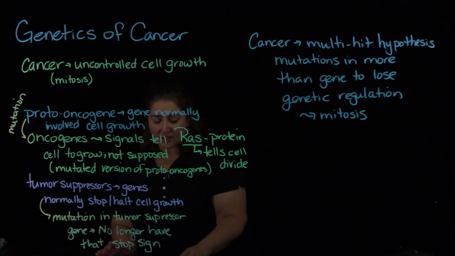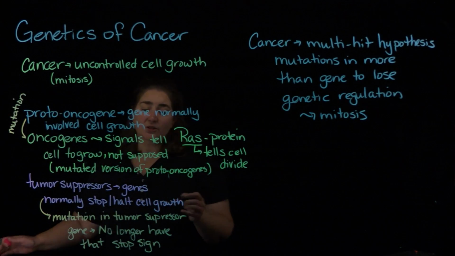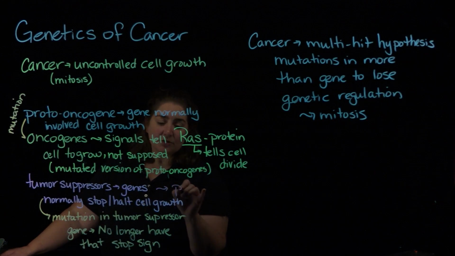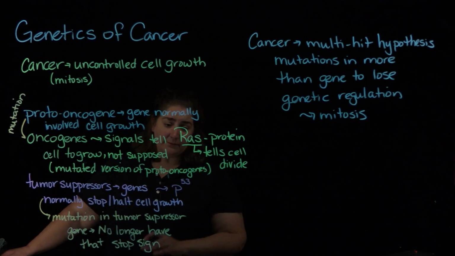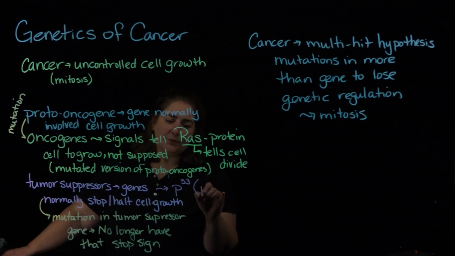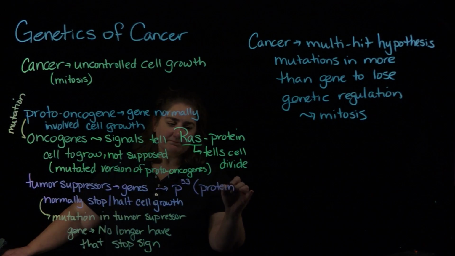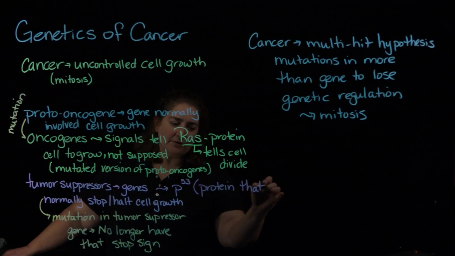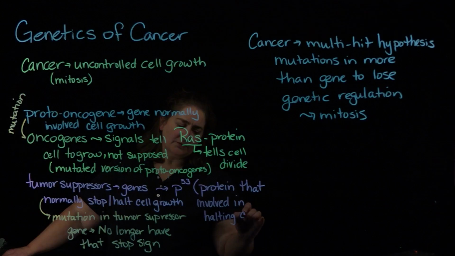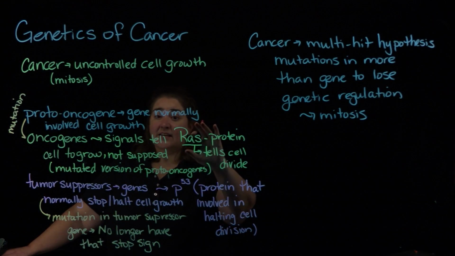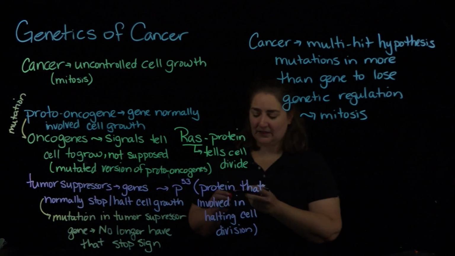Our tumor suppressor genes have to be mutated so they no longer function. The example of the tumor suppressor gene that I have in the PowerPoints is P53, okay? So really it's a protein that's involved in halting cell division, okay? So you can think of P53 as the brakes, okay? Our oncogenes like RAS, that would be the accelerator, all right?